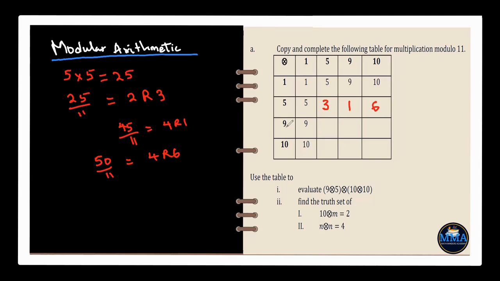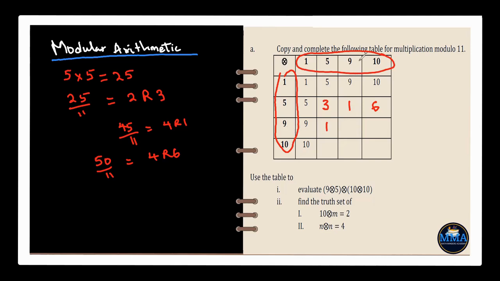Now we move to 9. This element 9, we use it to multiply all of these ones here. We are using these ones here to multiply the ones up. So here we have 9 times 5. 9 times 1 is already recorded here. So 9 times 5 is 45. Again, it will give us 4 remainder 1.